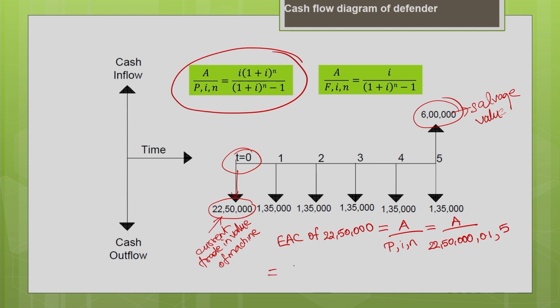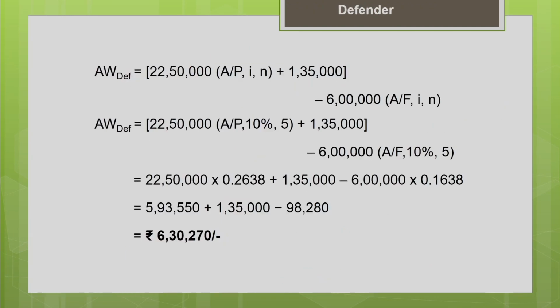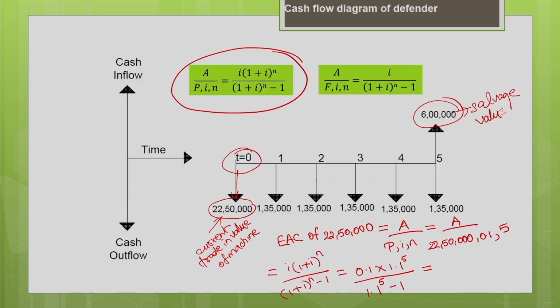So, it is nothing but I into (1 plus I) power n divided by (1 plus I) power n minus 1. Okay. That is nothing but 0.1 into (1 plus 0.1 is 1.1) power 5 divided by 1.1 power 5 minus 1. Okay. So, what will be this value? This value is found to be 0.2638.